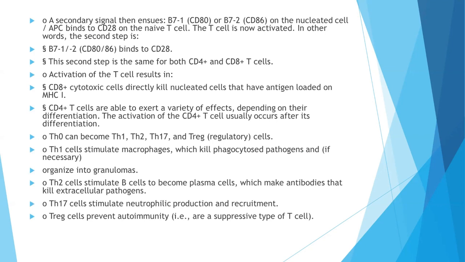So we have taught that there are multiple types of CD4 positive T cells. The activation of the CD4 positive T cell usually occurs after this differentiation. So the TH0 can become TH1, 2, and 17 and regulatory cells. The TH1 cells stimulate the macrophages, which kill phagocytosed pathogens if necessary, and organize into granulomas. The TH2 cells stimulate the B cells to become plasma cells, which make antibodies that kill extracellular pathogens. And the TH17 cells stimulate the neutrophil production and recruitment. And then the T regulatory cell prevents autoimmunity. You can see that they are a suppressive type of T cell.